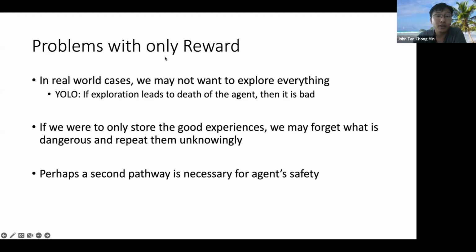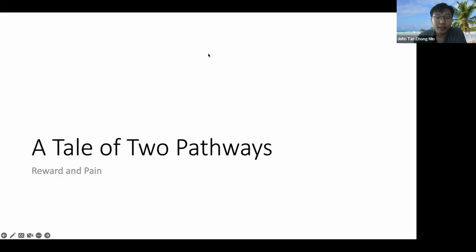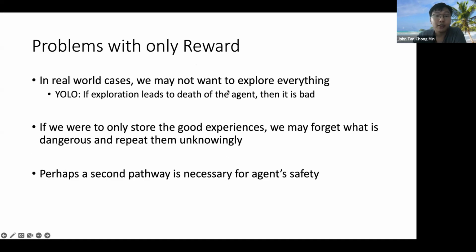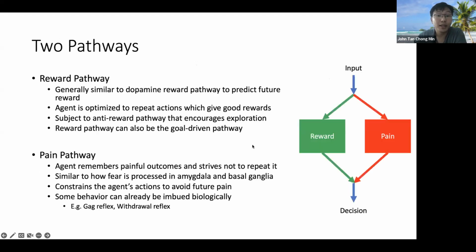So we have 2 pathways, reward and pain. Of course, we don't want to explore everything, because sometimes you can die if you explore the wrong things, like you jump off the building and so on. If it leads to the death of the agent, that is bad, because you only live once in real life. So if you only store the good experiences using the reward thing, we may forget what's dangerous and repeat them. Okay, so this is a reward-based method.